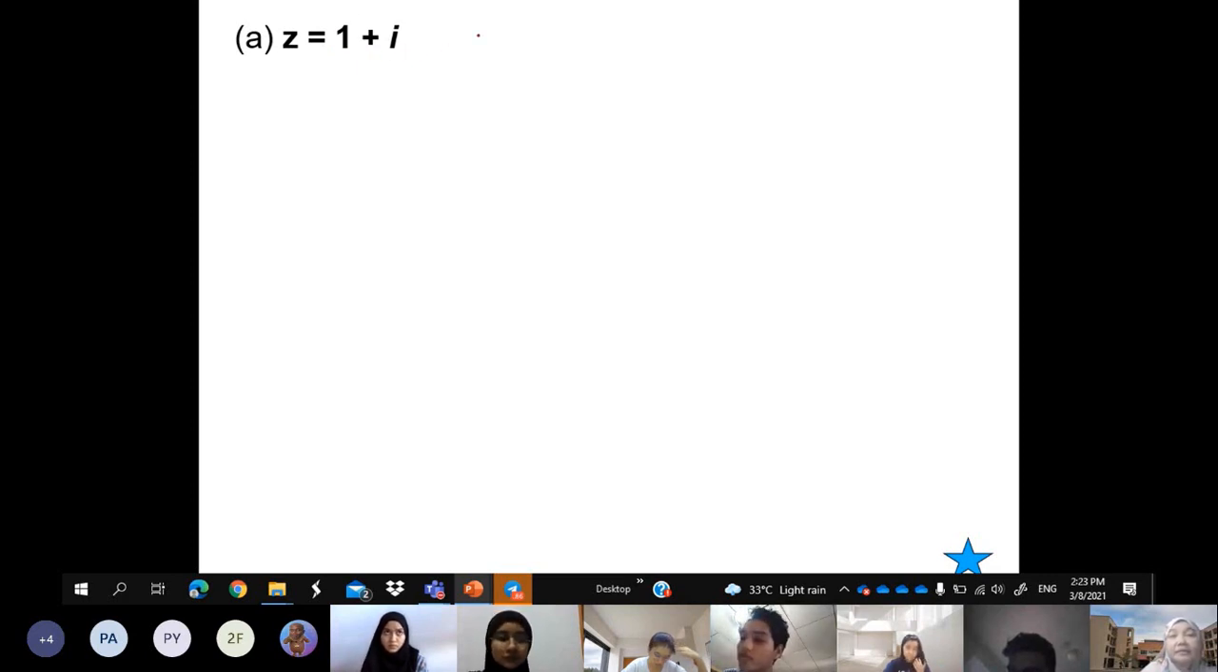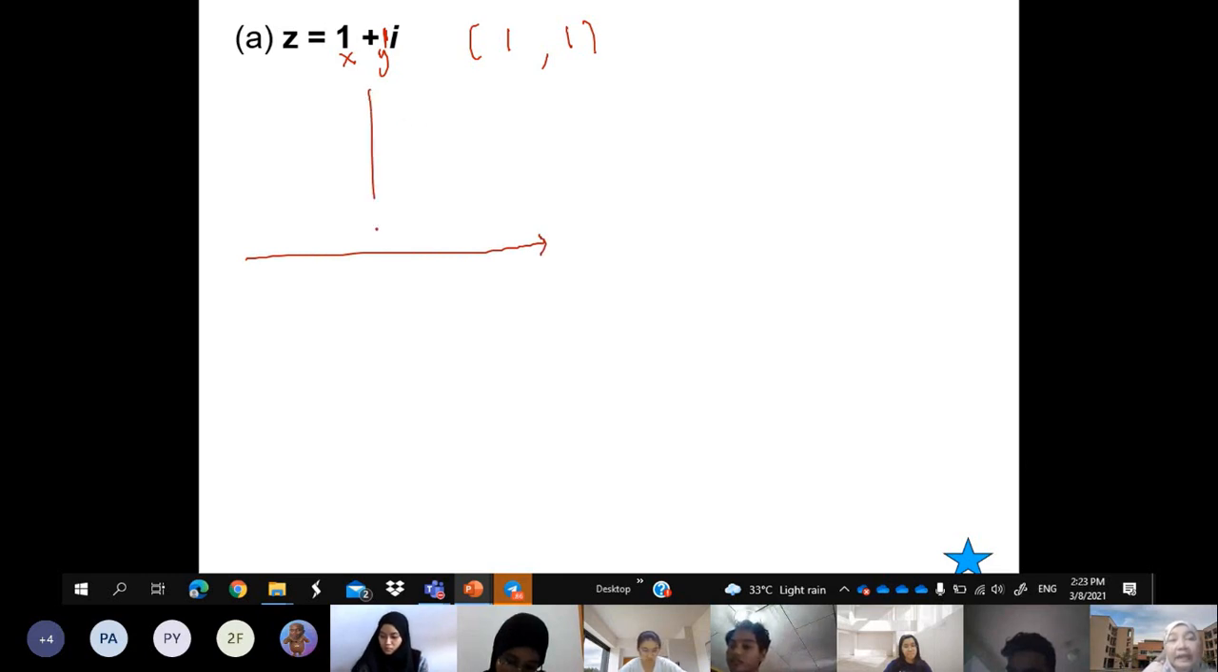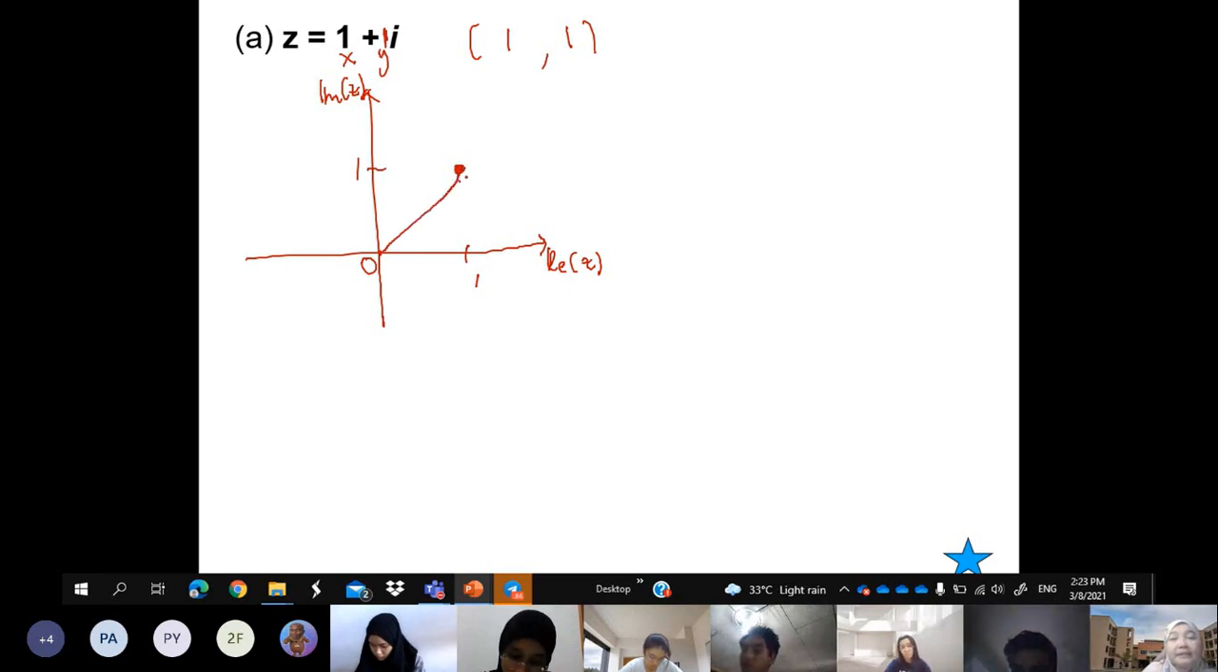I suggest you change it to coordinates x, y. So the coordinate is (1, 1). Then sketch the Argand diagram. The x-axis is the real axis, the y-axis is the imaginary axis, and 0 is the origin. Then mark the coordinate point (1, 1) here, and join the line from the origin to the point.